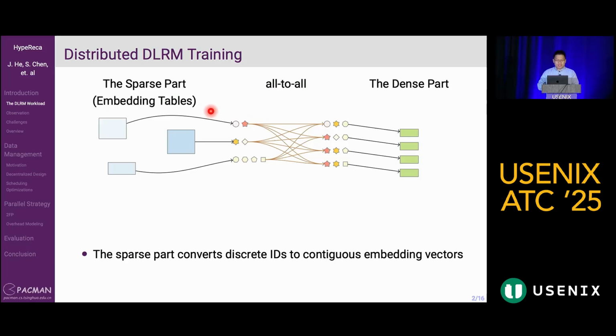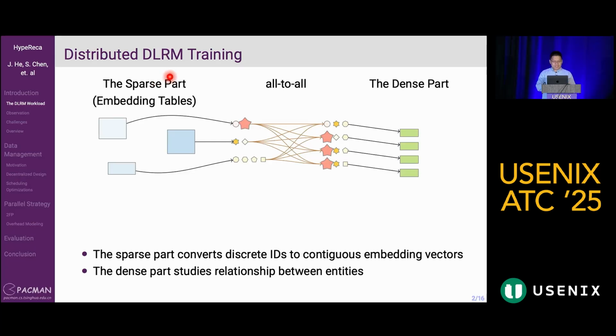Typically, a DLRM consists of two parts, a sparse part and a dense part. The sparse part consists of embedding tables, typically huge, that are used to convert the IDs of entities to pre-trained or not pre-trained embedding vectors, or feature vectors. The dense part is a typical neural network used to extract the relationships between the items. It typically consists of linear layers and is not that large compared to LLMs.